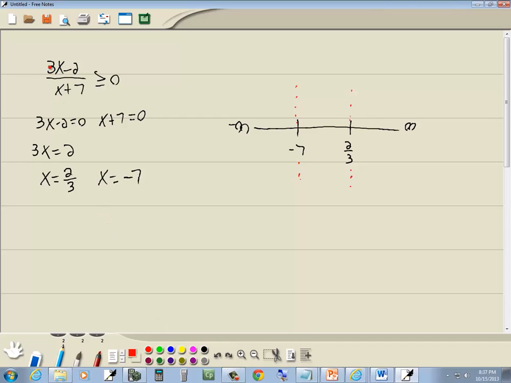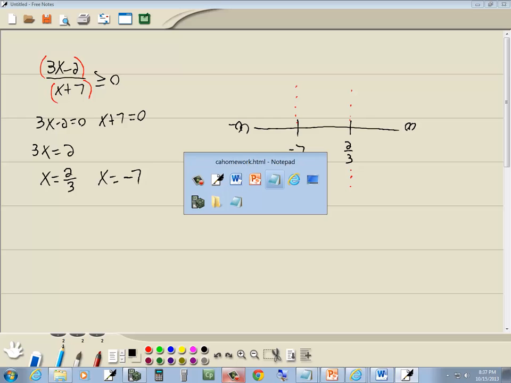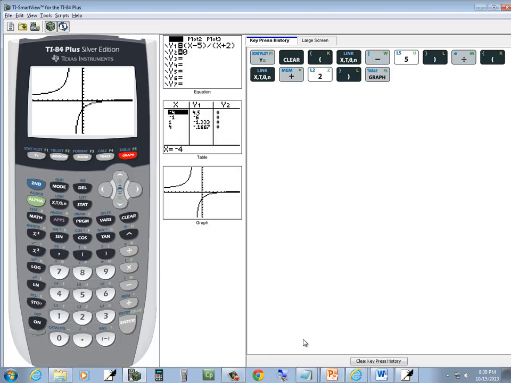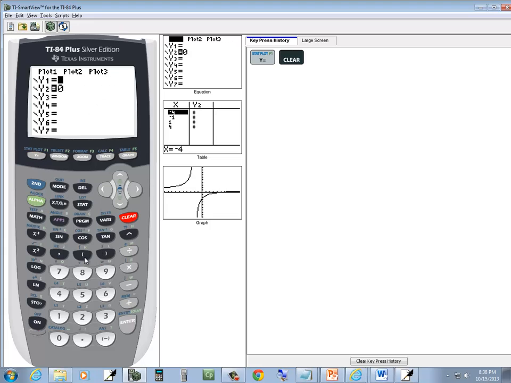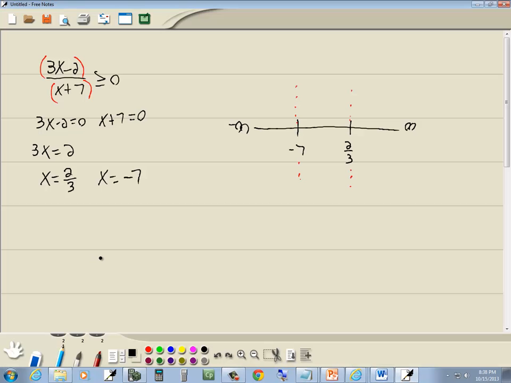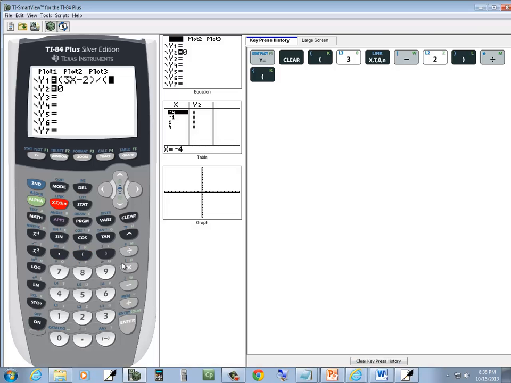Now we're going to graph this, and the key to graphing a rational is you have parentheses on top, parentheses on the bottom. So we'll come over here, press y equals, clear, beginning parentheses, 3x - 2, closing parentheses, divided by, beginning parentheses, x + 7, and then close parentheses. And we'll graph this.